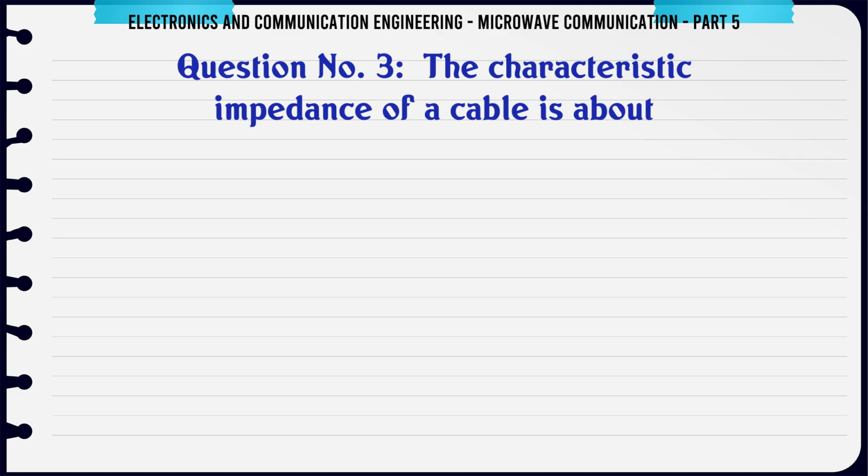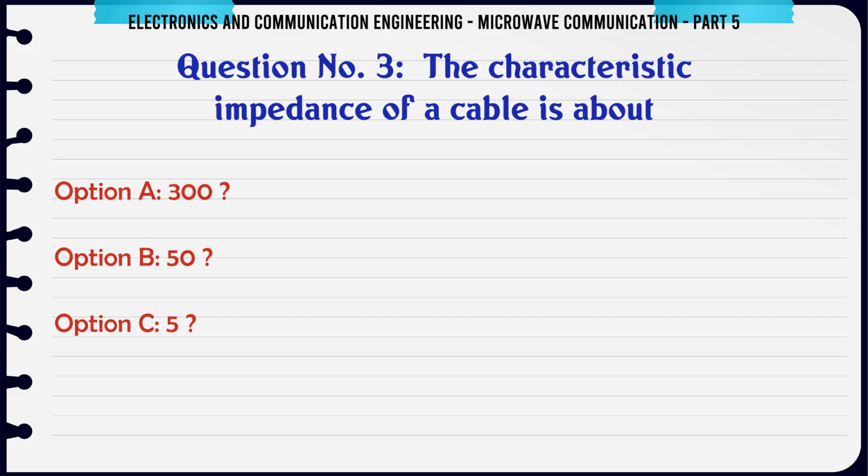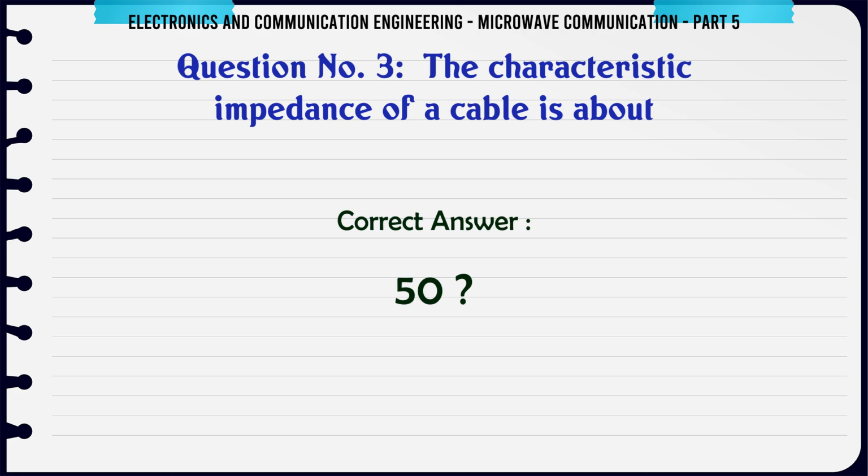The characteristic impedance of a cable is about A: 300, B: 50, C: 5, D: 2. The correct answer is 50.